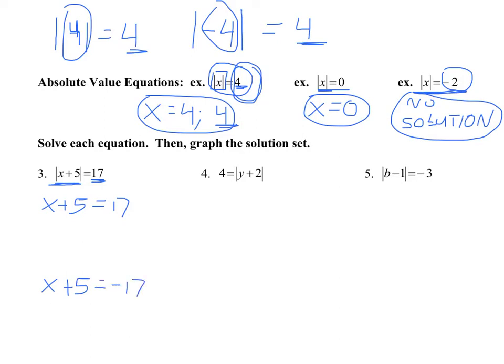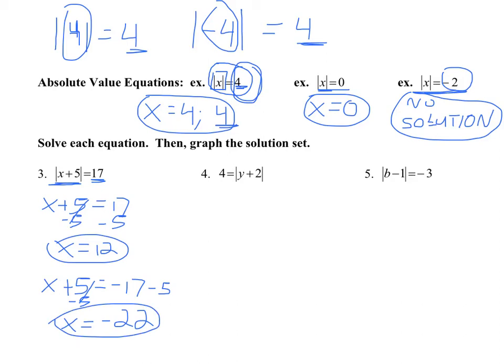Then it takes just one step. If I subtract 5 from both sides, 17 minus 5 gives me 12, so that's one of the answers. For the other one, if I subtract 5 from both sides, I immediately get x by itself. -17 minus 5 gives me -22. So our 2 answers are 12 and -22.